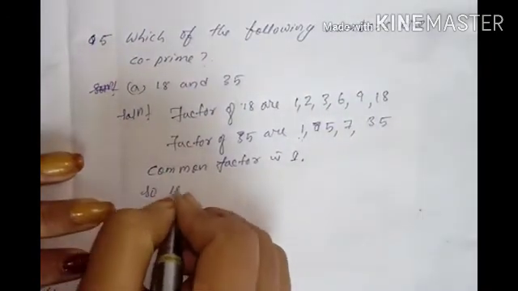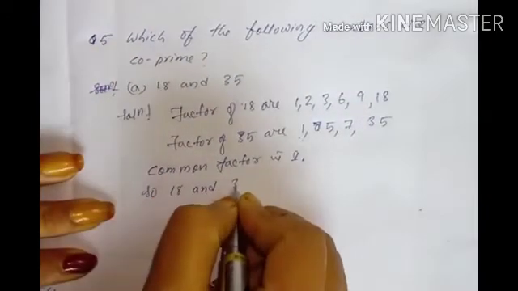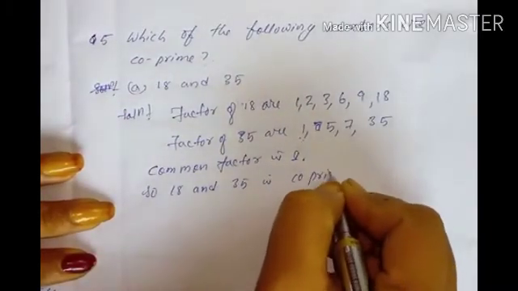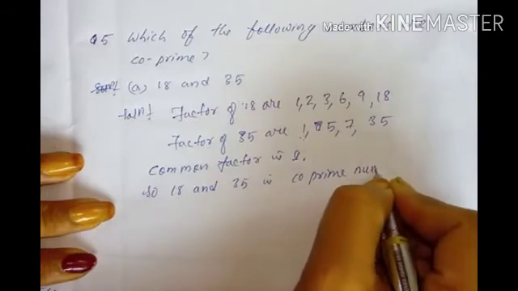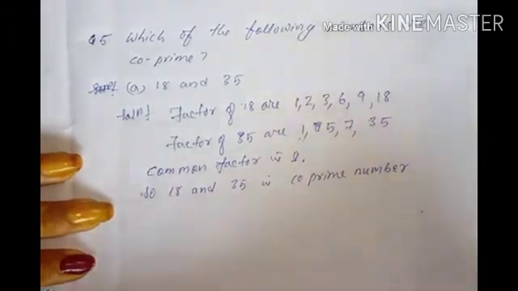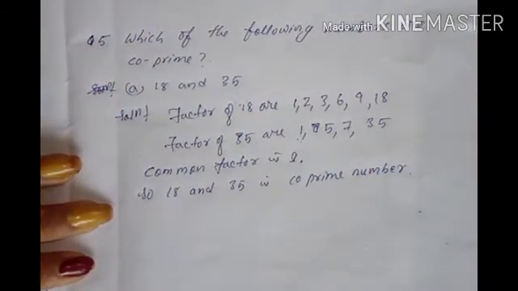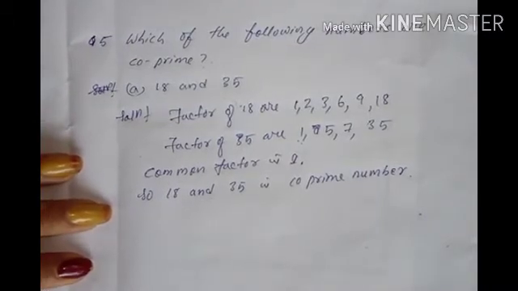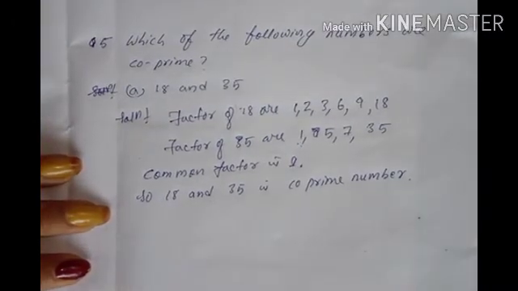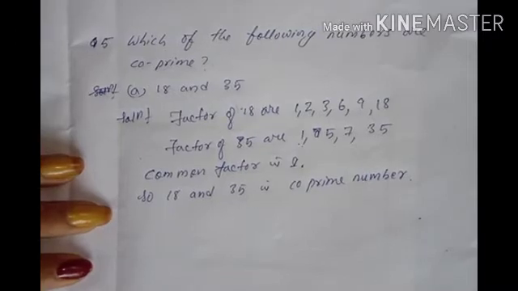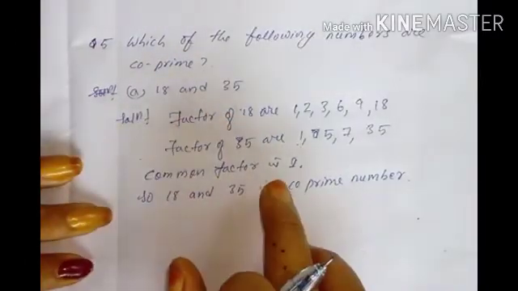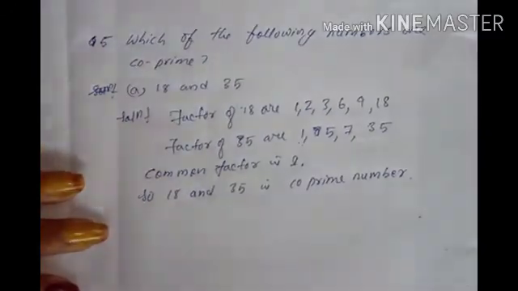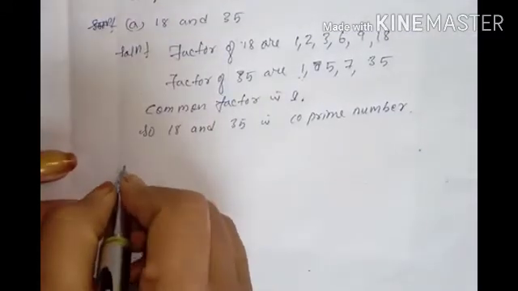So 18 and 35 are co-prime numbers, because their common factor is only 1. If you get more than 1 as a common factor, then those numbers will not be co-prime. Now these two numbers are co-prime because only 1 is their common factor. I will solve one more question. It is 15 and the next question B.